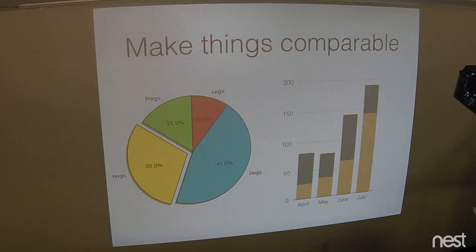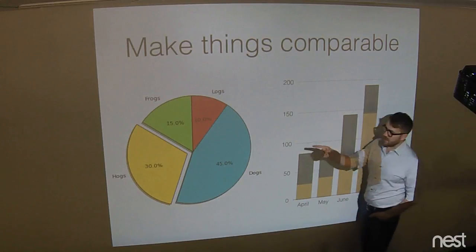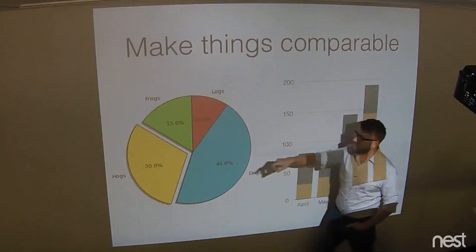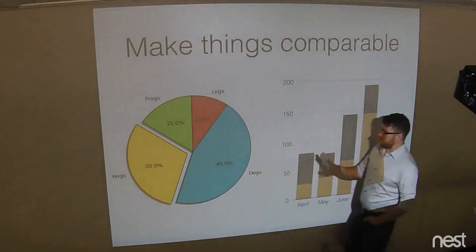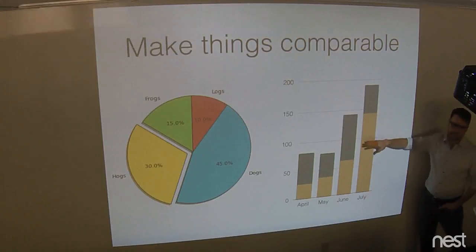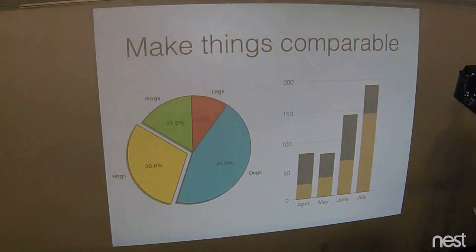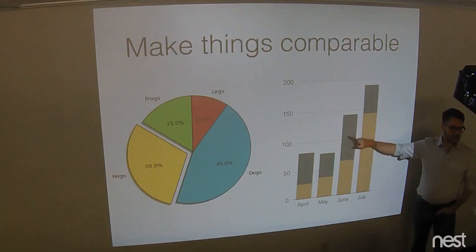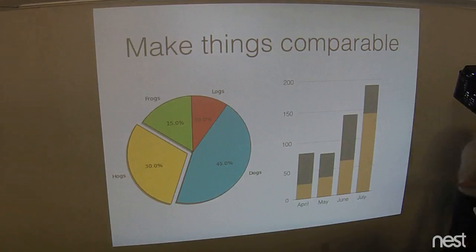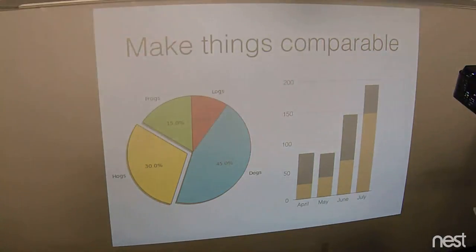Going along the lines of having intentionality is to make things comparable. While I think the left graph has a lot of gimmicks that I don't like, it's a lot easier to tease apart these fractions than it is on the right. Things like stacked histograms can be very difficult. If you're trying to compare, does the gray go up or down with time? The brown seems to go up, but I don't know about the gray. This is confusing. You want to make things directly comparable.